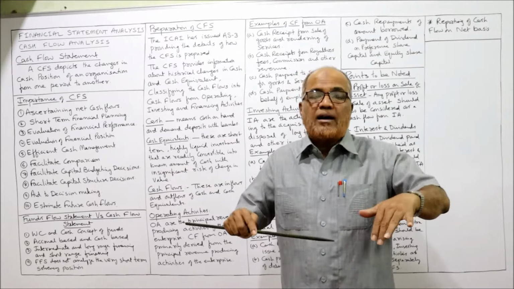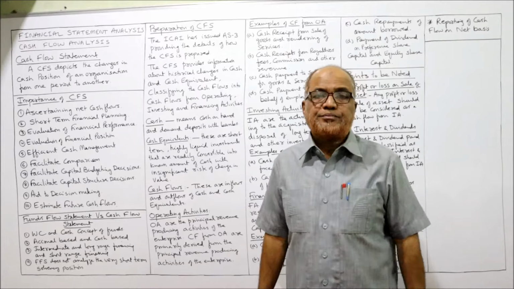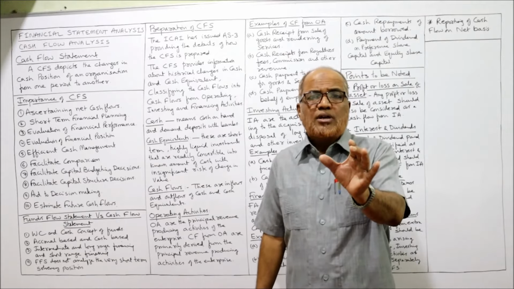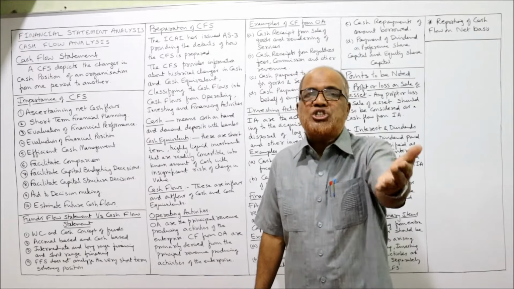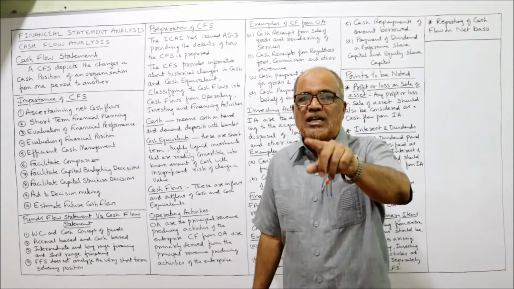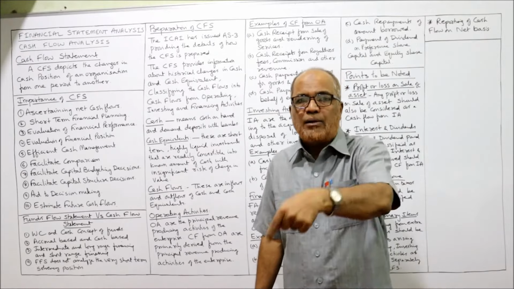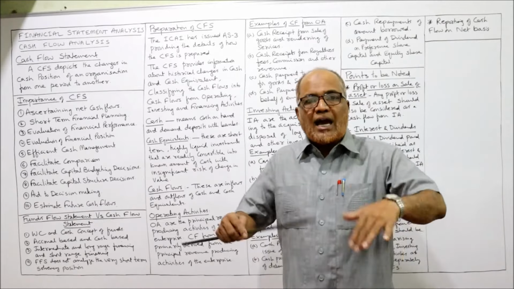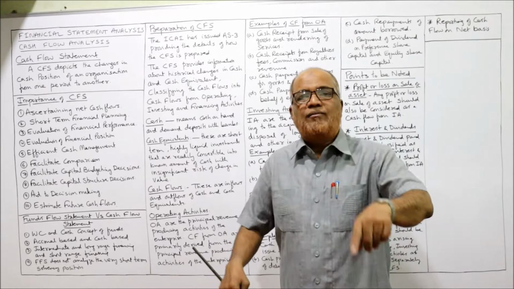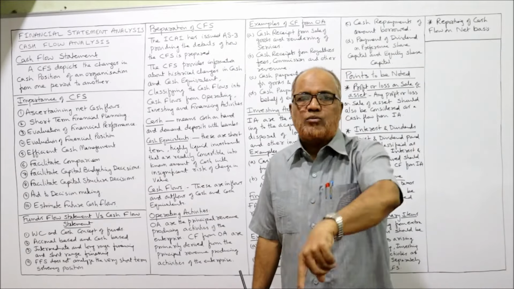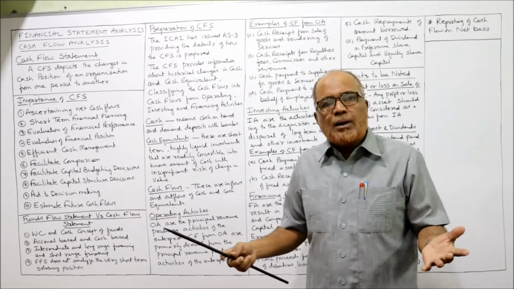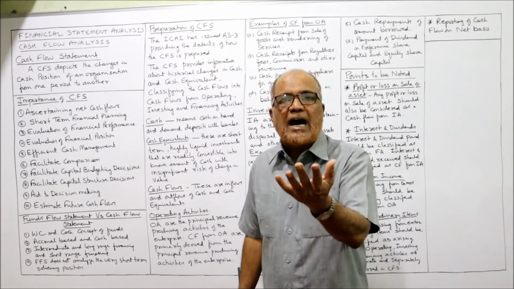Both will have similarities as well as differences. Funds flow statement is a statement which is prepared to show the changes in funds from one period of time to another period of time. And cash flow statement is a statement which shows the changes in cash from one period of time to another period.